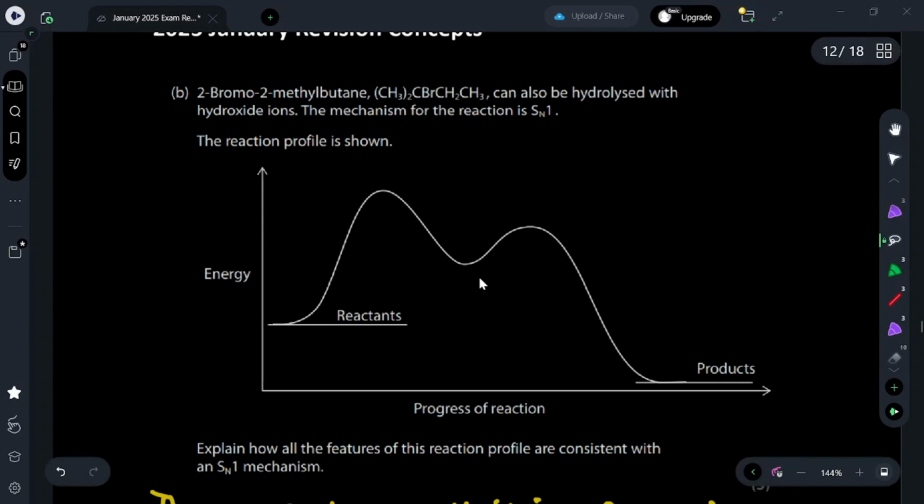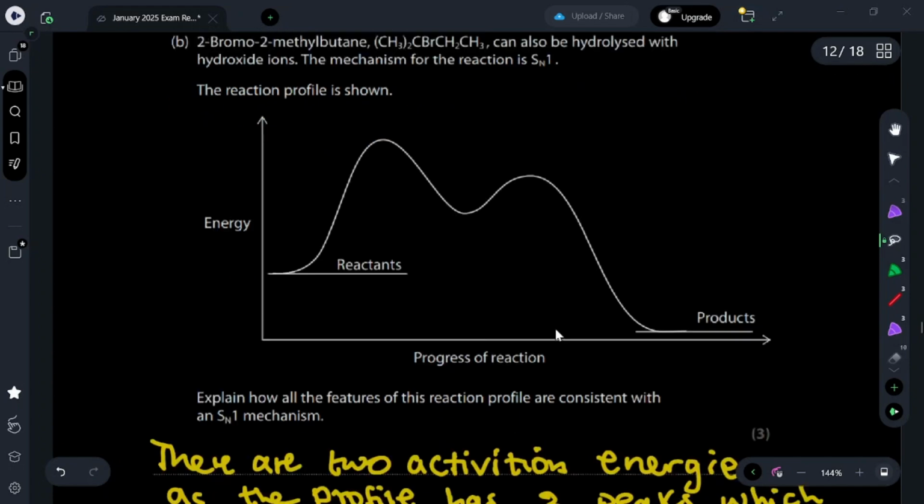Okay, part B of question 4. 2-bromo-2-methylbutane can also be hydrolyzed with hydroxide ions. The mechanism for the reaction is SN1. The reaction profile is shown. So we have the progress of reaction, and here we have the reactants and the products.